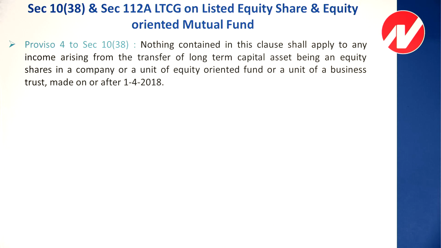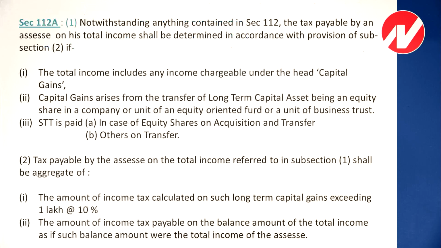Mind well, friends, 111A has been kept as it is. Exemption of long-term capital gain is not available, and you have to take all these listed equity shares, where STT is paid on purchase as well as sale, and listed equity oriented fund, where STT is paid on sale, both being long-term, under section 112A. The new section has been inserted, 112A.